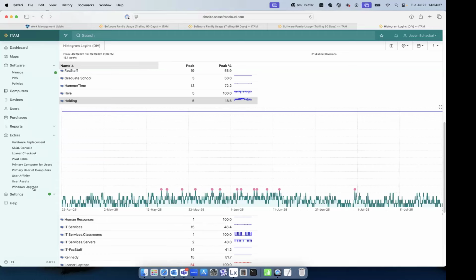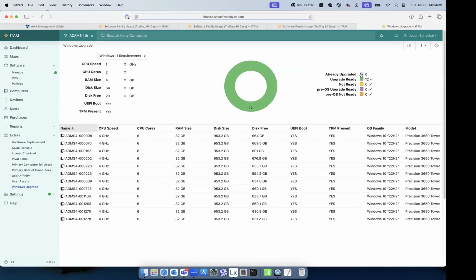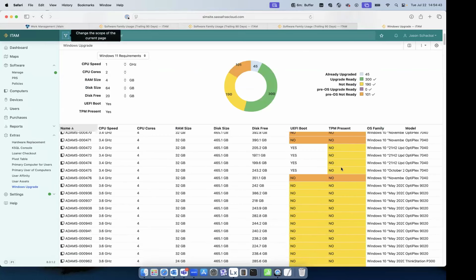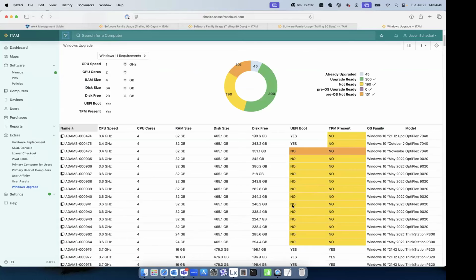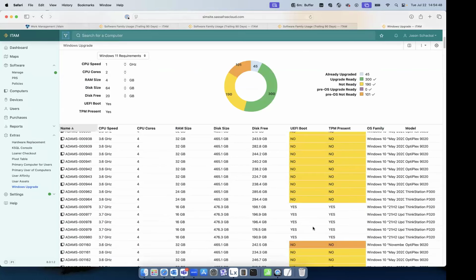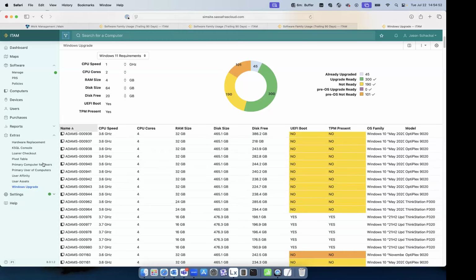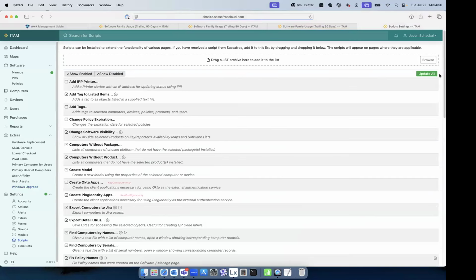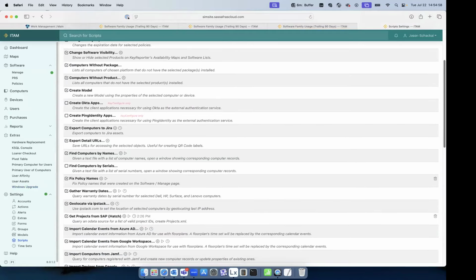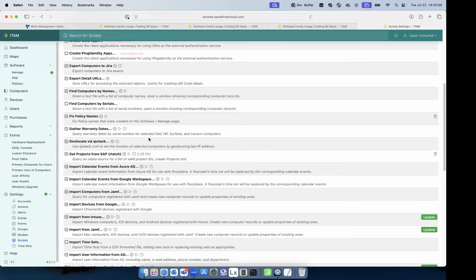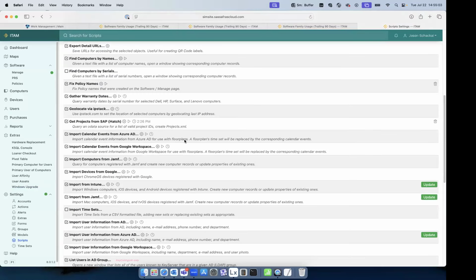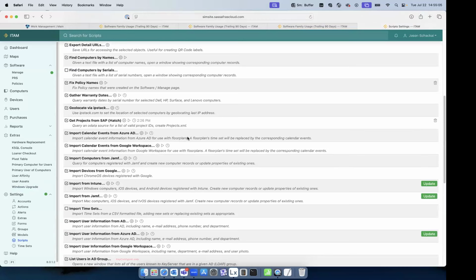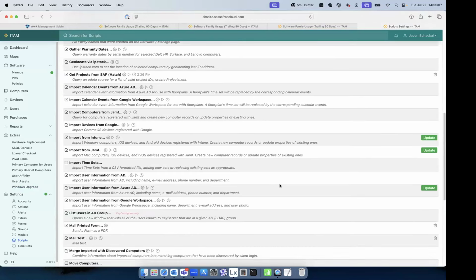There is even a tool here to help you get control of your Windows 11 upgrades, where you can see all of your computers that are Windows 10, whether they're compatible with Windows 11, and if not, what exactly is missing or needs to be done. And of course, there's the Team Dynamics integration, as well as an entire library of other scripts and automations to pull in data from various sources like Azure or Intune or Jamf, and get data out into other systems as well.